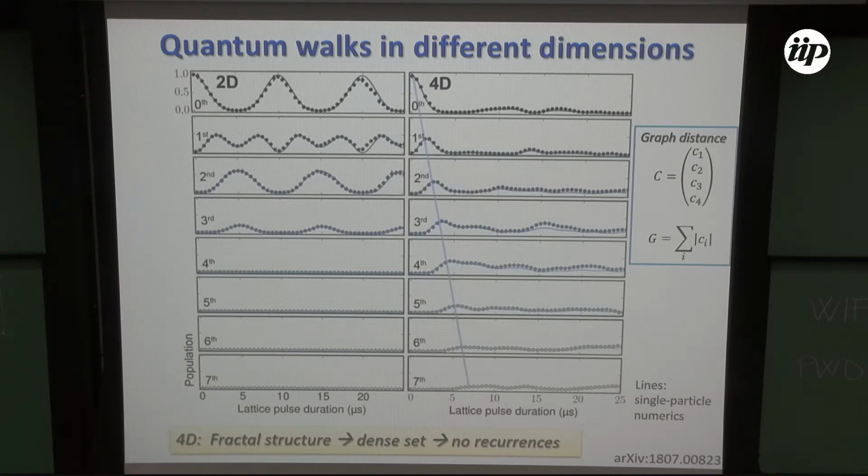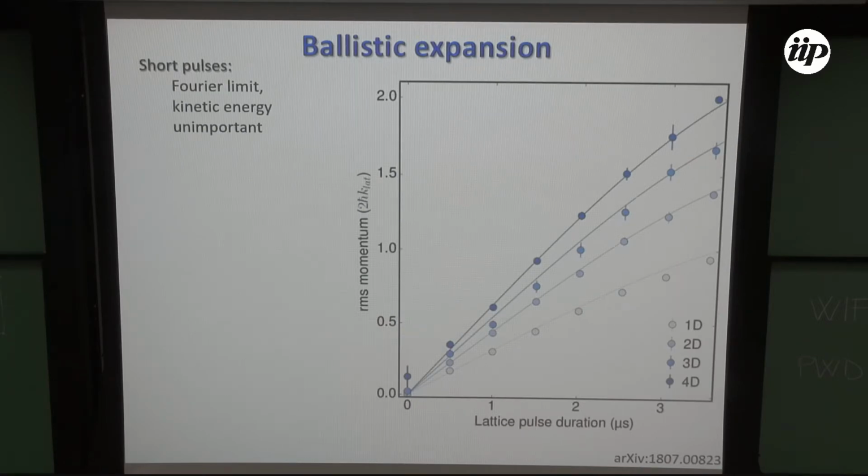If you think about this mathematically, because we have a dense set of all frequencies, there are no full recurrences. The Poincare time would really be infinitely far away here. Okay, if this idea of having this quantum walk and this ballistic spreading, at least for short times, is really valid, then I should be able to plot the RMS momentum width as a function of the lattice pulse and it should follow these curves. And here the lines are single particle theory, and that actually works very well.